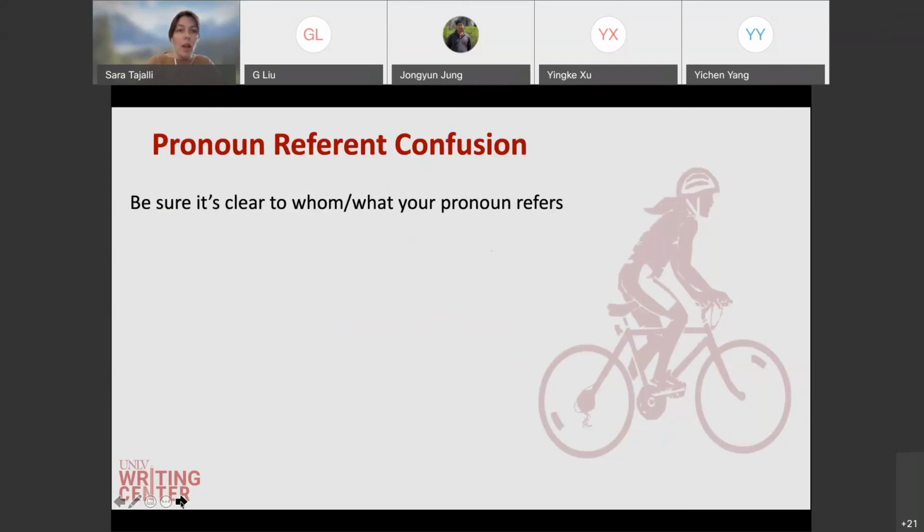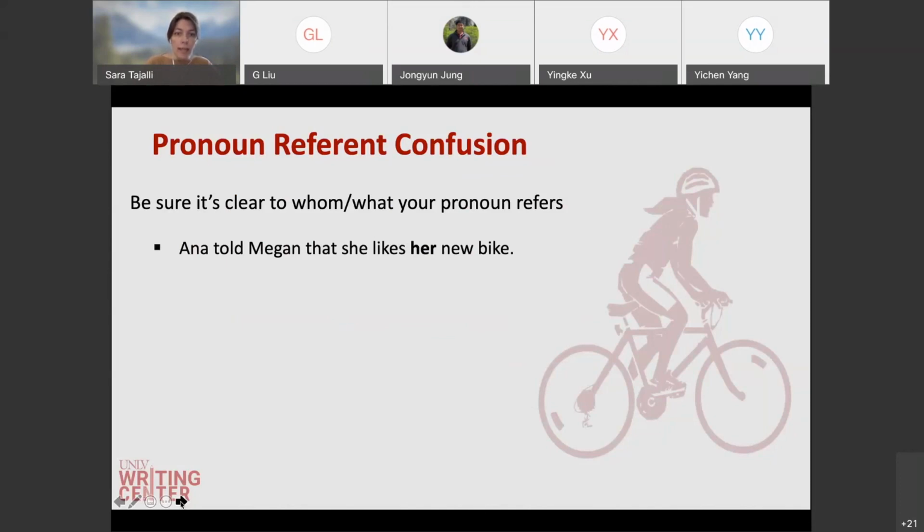Okay. All right. So pronoun referent confusion. This is just an example of who this information is referring to. So let's take a look at this sentence. Anna told Megan that she likes her new bike. Who is the her in this sentence? Is it Anna or is it Megan? It's not exactly clear. So you want to make sure that you clarify this information for your reader.